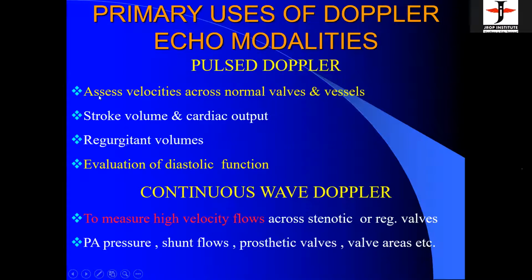At your level today, we will tell you only to assess velocities across normal valves and vessels. Other things will come later on. So when you are interrogating a normal valve and vessel and the velocities are not high, you take a pulse Doppler. A CW is used to measure all high velocity flows across stenotic valves, regurgitant valves, shunt flows, prosthetic valves. These are all the conditions where you get a high velocity flow. So here automatically you can go to the CW Doppler. But today you remember only across the normal valves.